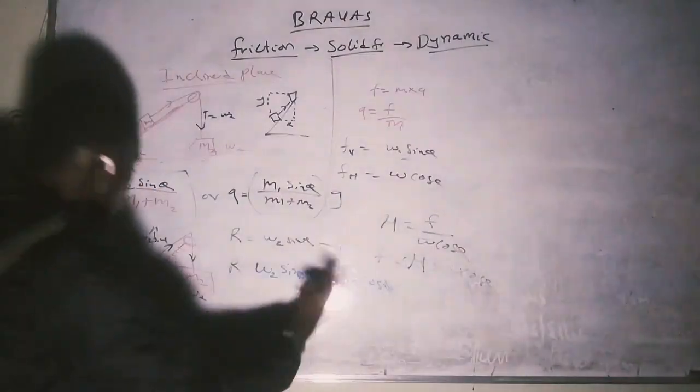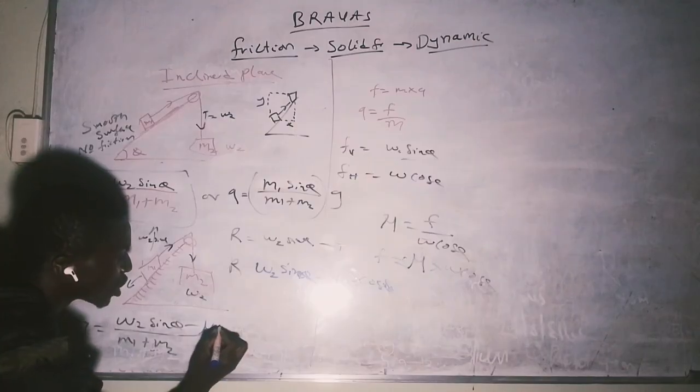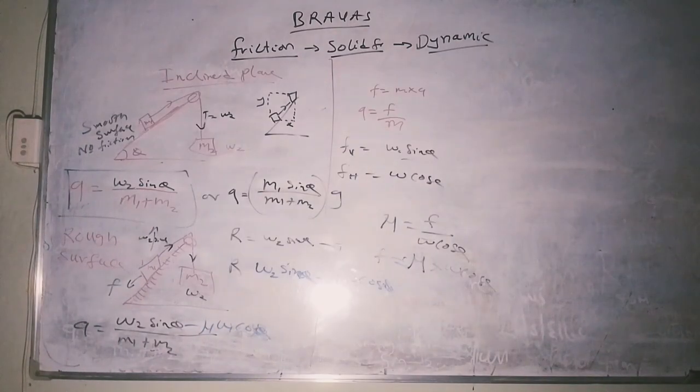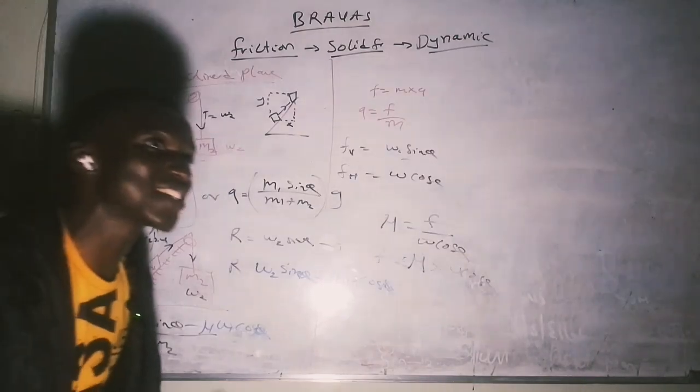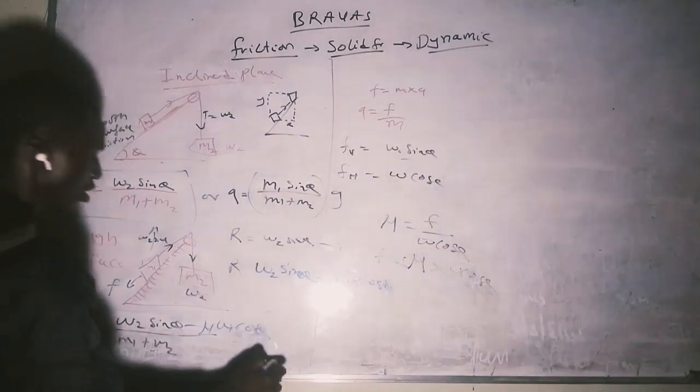So everything is clear. Minus our friction, coefficient times W1 cos theta. This is a very long formula. How do you want me to memorize this? When you get familiar with it, you know it offhand. So let's go.